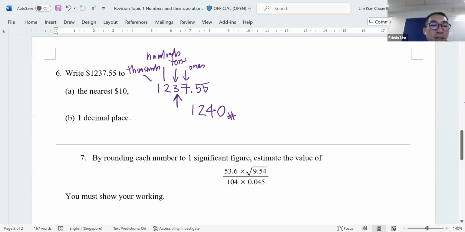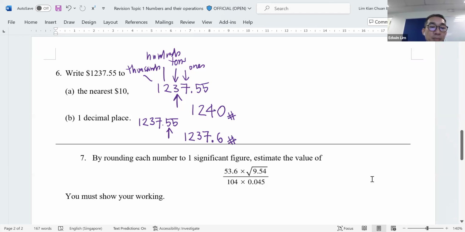6B, 1 decimal place. 1237.55. Which number is 1 decimal place? It's actually this number. The number after the dot is the 1 decimal place. The second 5 is 2 decimal places. So my answer will be 1237.5 or 0.6. If you look at the number next to the 5, it's a 5. So the 5 will become a 6. All right, so this is the answer to question 6B.